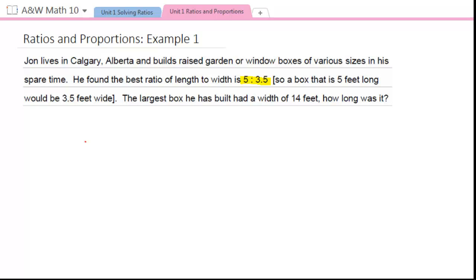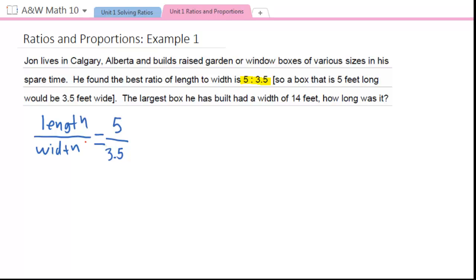It's a ratio that compares the length and the width. Often it's a little bit easier for us to visualize these ratios if we write them as a fraction. So, in this case, the length was 5 and the width would be 3.5. Having these set up with an equal sign makes this a proportion.